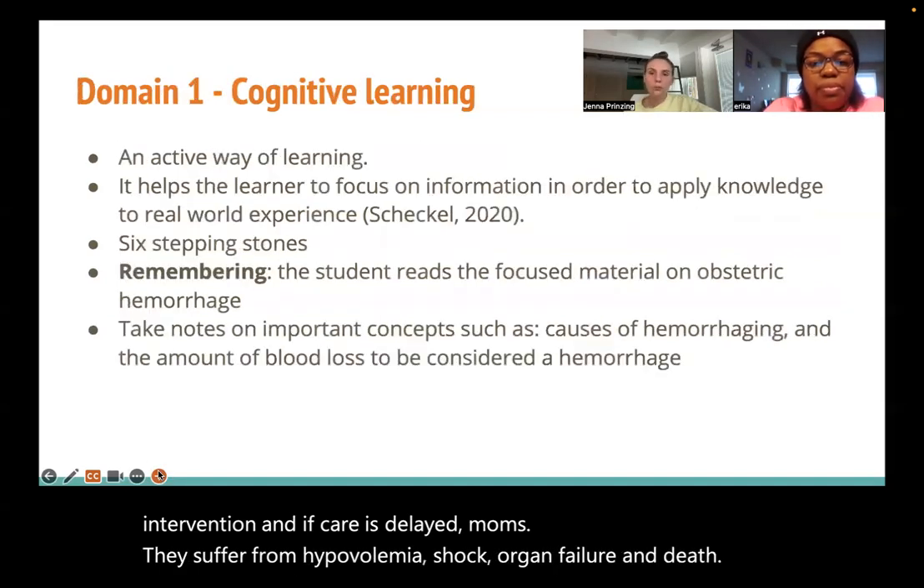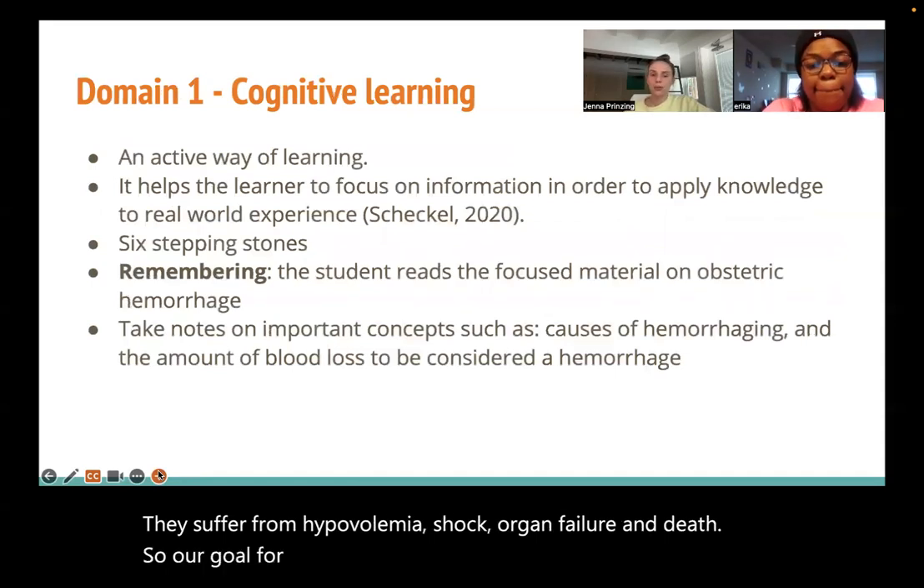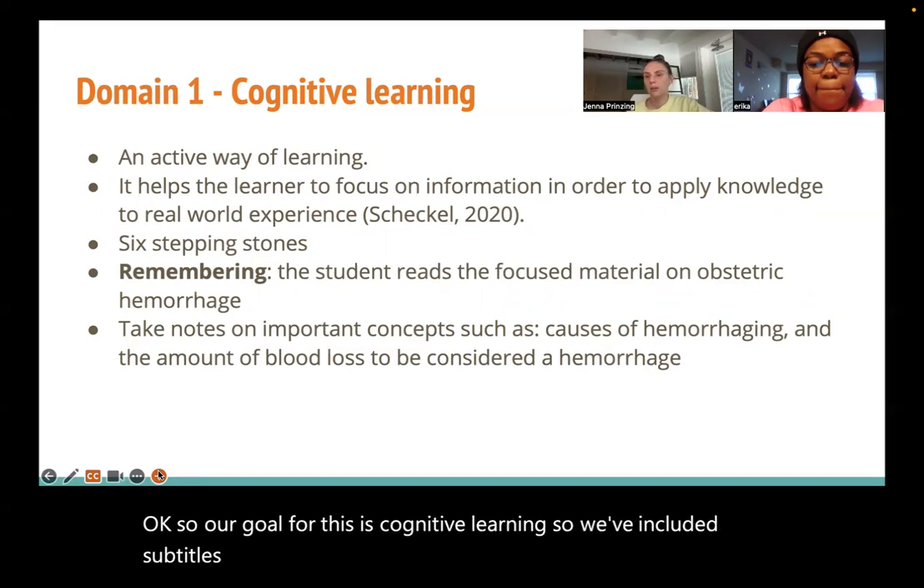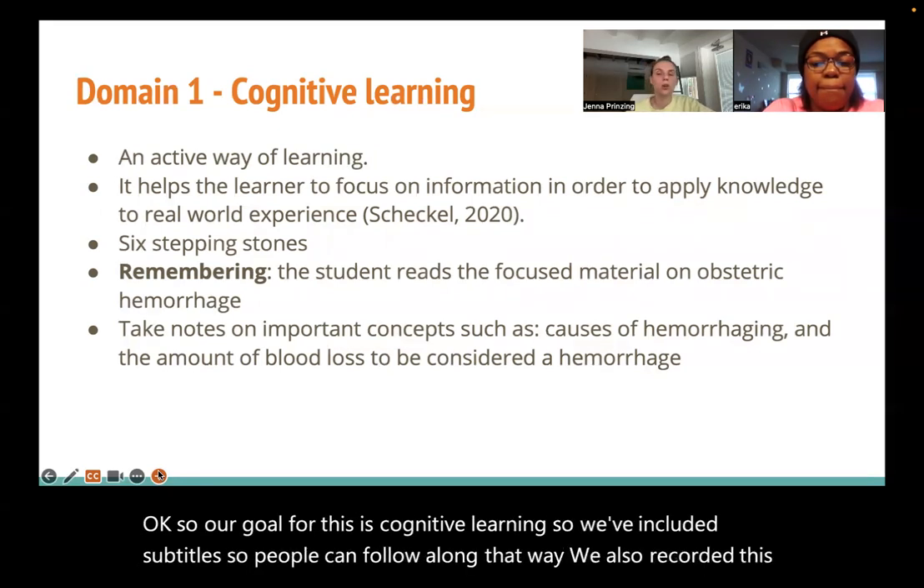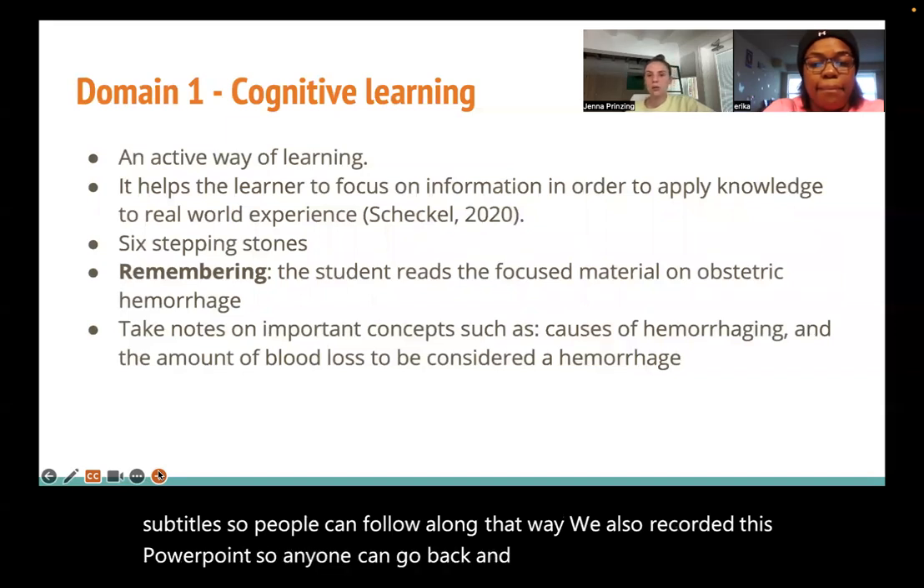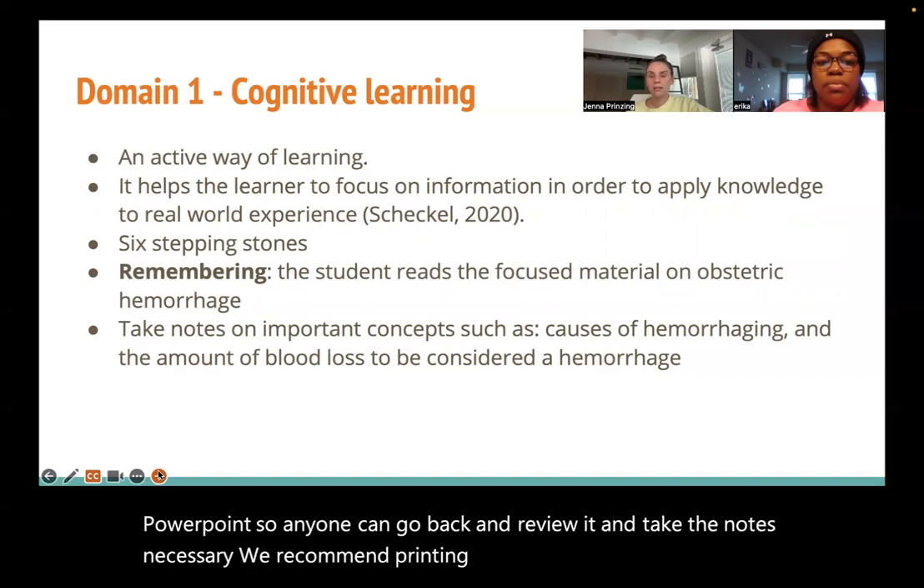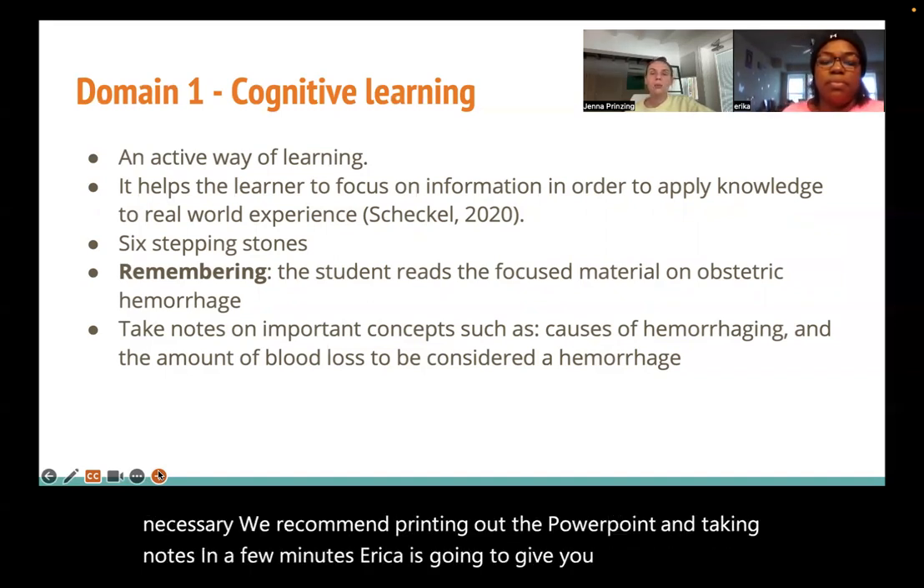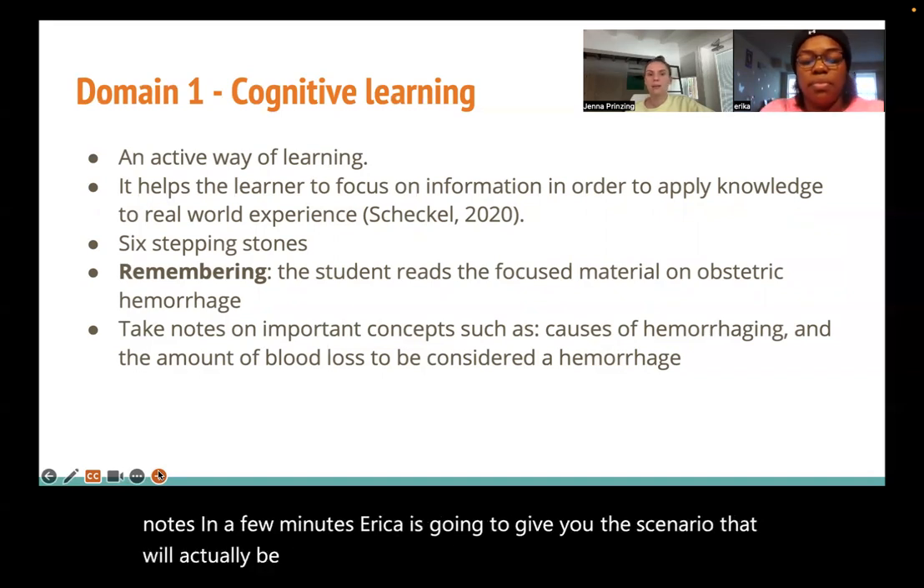Okay, so our goal for this is cognitive learning. So we've included subtitles so people can follow along that way. We also recorded this PowerPoint so anyone can go back and review it and take the notes necessary. We recommend printing out the PowerPoint and taking notes. In a few minutes, Erica's going to give you the scenario that we'll actually be addressing on Thursday.